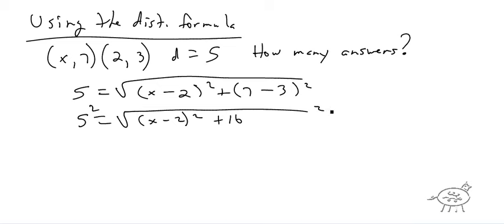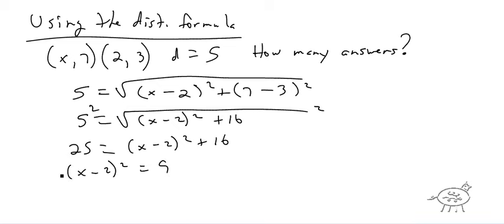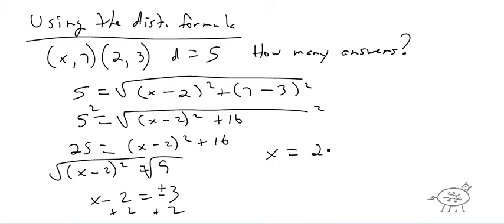You square both sides. So we get 25 equals x minus 2 squared plus 16. Subtract 16 from both sides, you get x minus 2 squared equals 9. Take the square root of both sides, and x minus 2 equals 3, right? Boo! Plus or minus 3. Okay, you can't forget that. And then we're going to add 2 to both sides. So we get x equals 2 plus or minus 3. So x is 5 and negative 1.